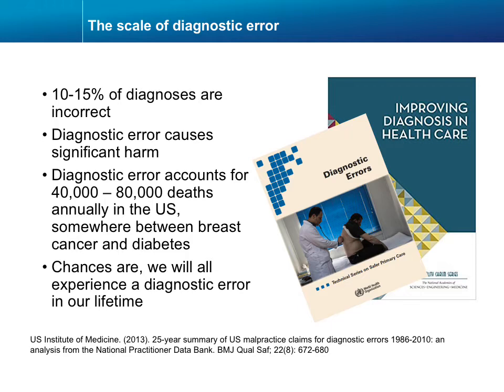Based on post-mortem studies, undiagnosed disease, which could have been treated in life, is found in 10 to 20% of people after death. And when extrapolated, that's 40 to 80,000 deaths annually in the US, and that's somewhere between breast cancer and diabetes. Chances are we'll all experience a diagnostic error in our lifetime, but as I say, the evidence is pretty clear that diagnostic error is a cause of significant harm.